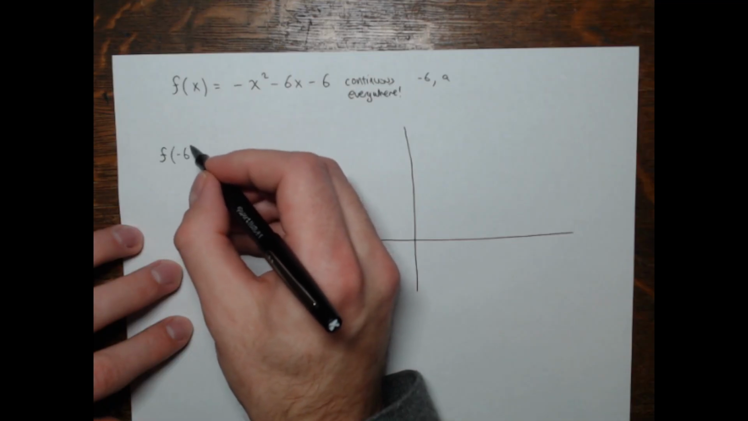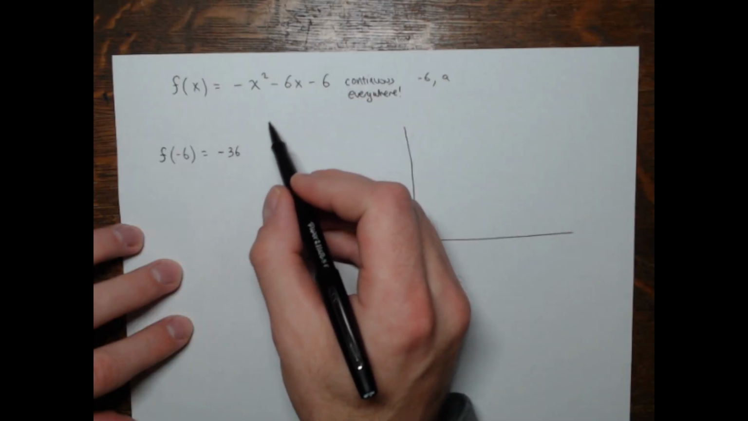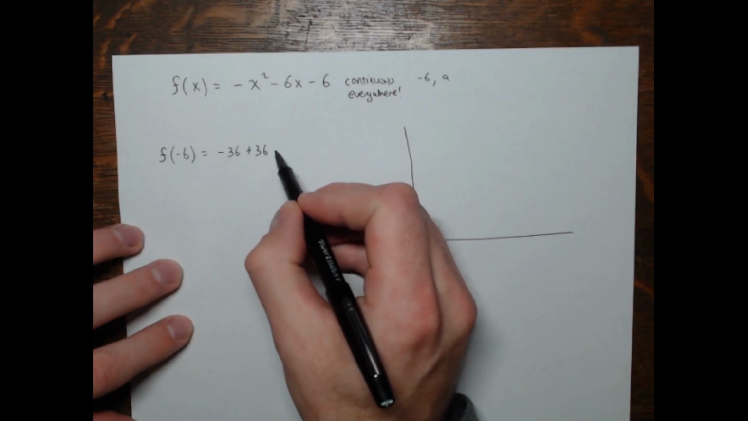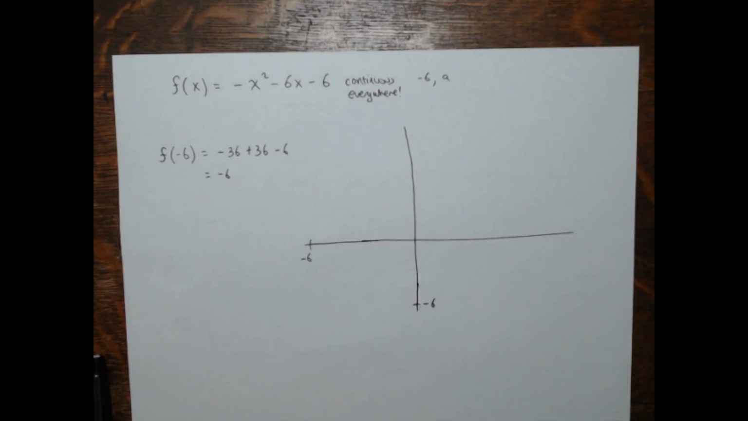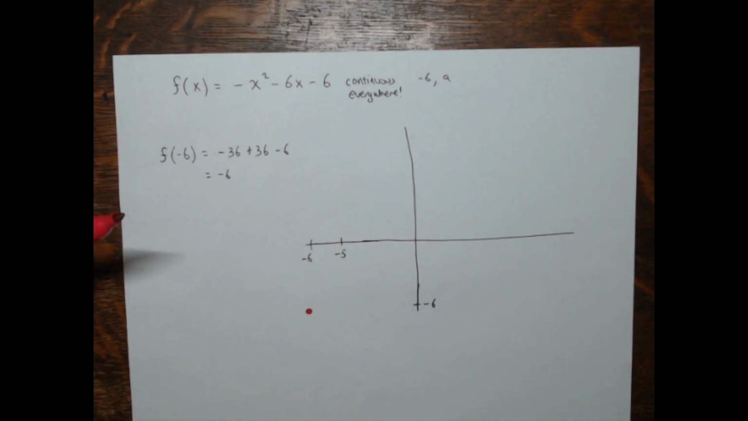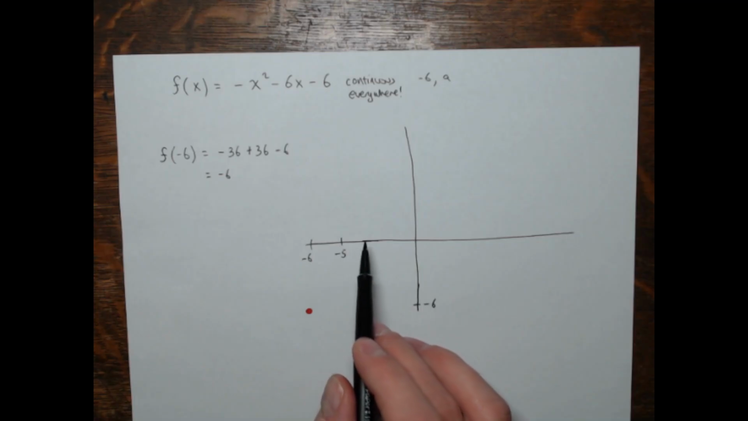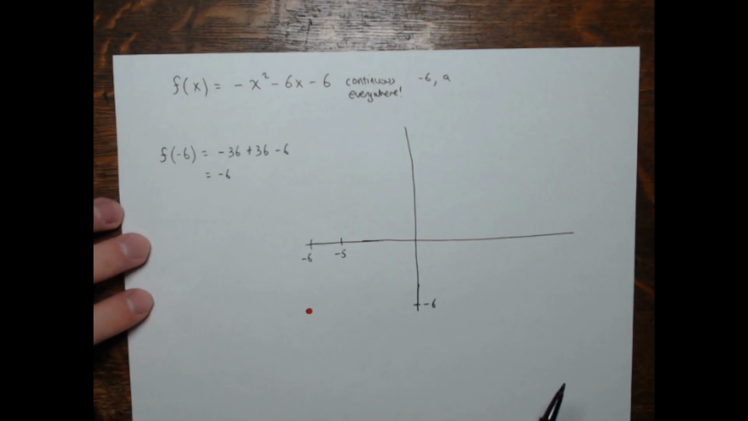Now look at the left end. F of negative 6 would be the opposite of 36, plus 36, minus 6, so negative 6. Input negative 6, output negative 6. So you've got this point, and to find the smallest value of a, I'm just going to keep plugging in different integers until I get a positive value. It's a negative output at negative 6 on the left end. So I'm going to keep plugging in integers until I get a positive output, and then knowing it's continuous, that'll guarantee we have an x-intercept in between.